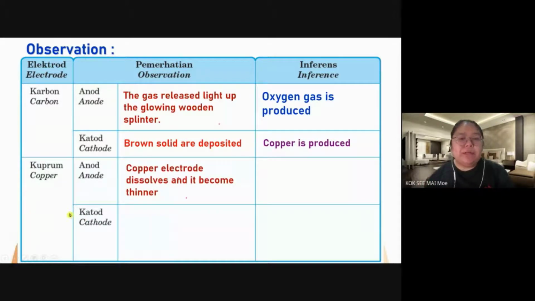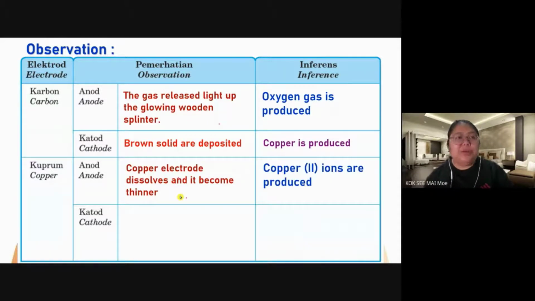Okay, the copper electrode will dissolve and become thinner. There is no discharge, they only produce the ions. After that, they will dissolve into the liquid. So what does this mean? This means copper 2 ions are produced.